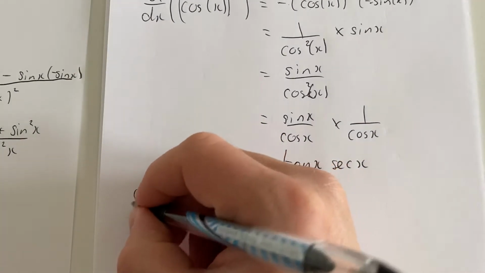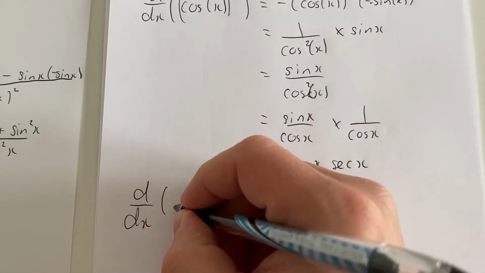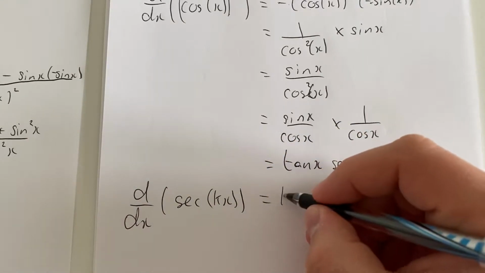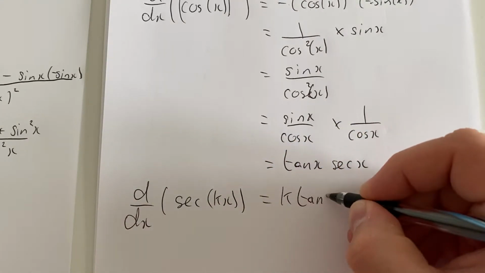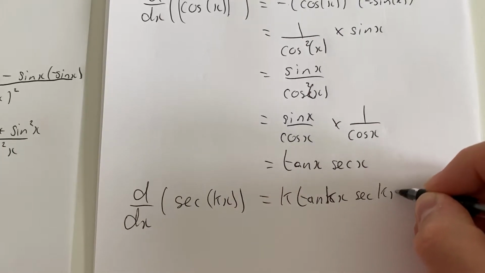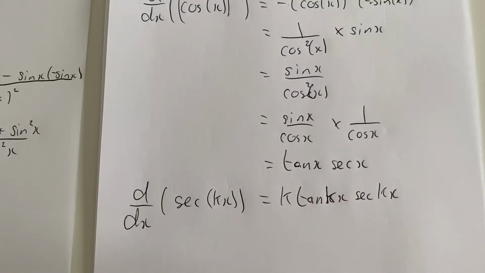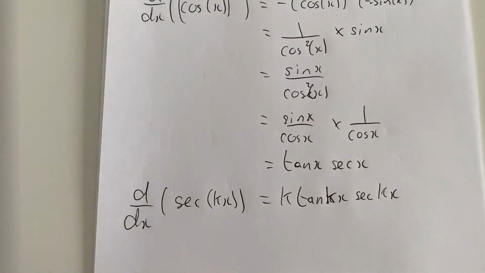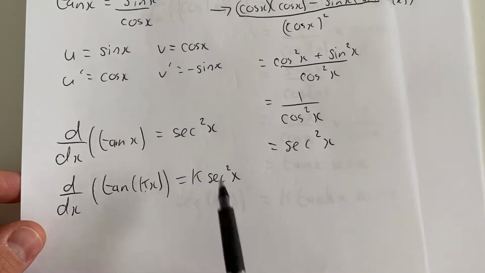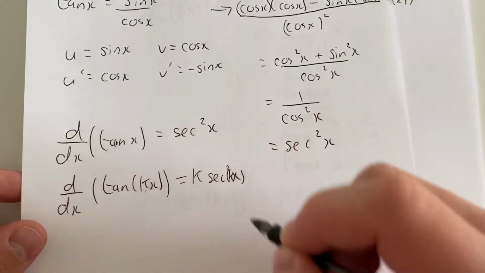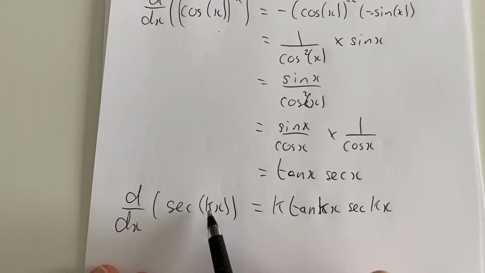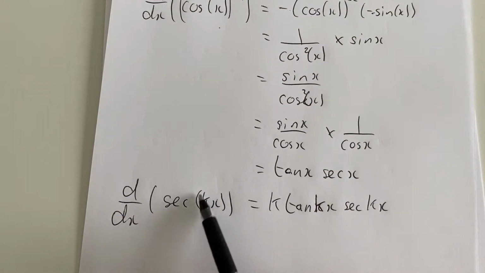And if you differentiate sec of kx, that will go into a similar thing. You would have k lots of tan kx sec kx. Just notice a slight mistake on what I did before. The differential of tan kx should be k lots of sec squared of kx. You've got to remember that it's still sec of, or whatever trig function you have, it still has the same thing on the inside.